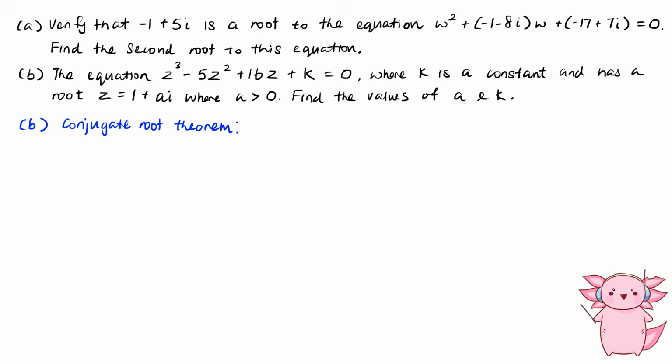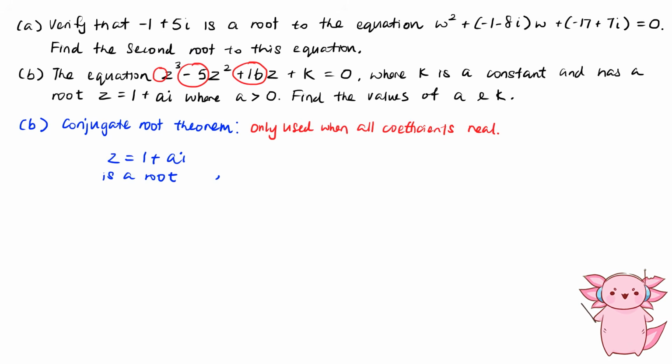For the last part, let me introduce you to the conjugate root theorem, which we can only use when all the coefficients are real. Since the first root is z is equal to 1 plus ai, then its conjugate z is equal to 1 minus ai will be the second root.